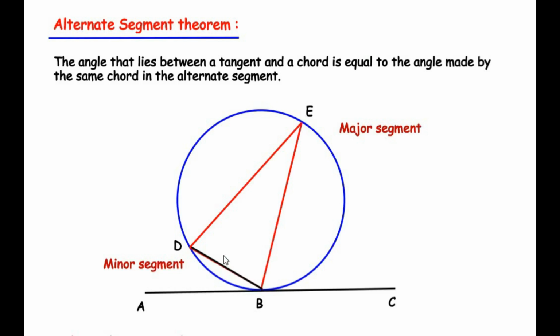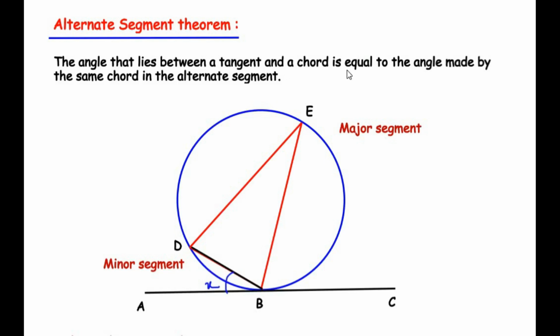Now this same chord divides the entire circle into two segments. One is this small segment, which we call the minor segment, and the other is this large segment, which we call the major segment. Now according to the statement of the theorem, the angle that lies between a tangent and a chord. Here let's say that this chord BD makes an angle with the tangent ABC, this way, and let us call it angle X. And this angle X is in the minor segment.